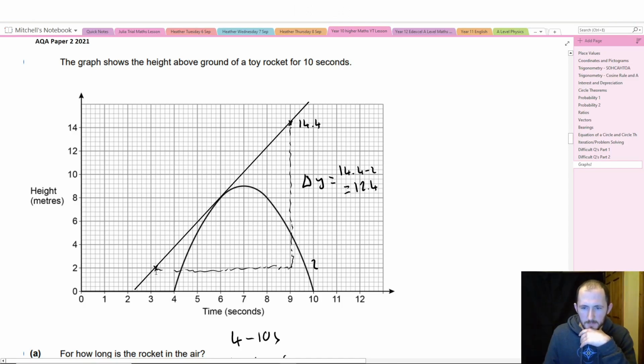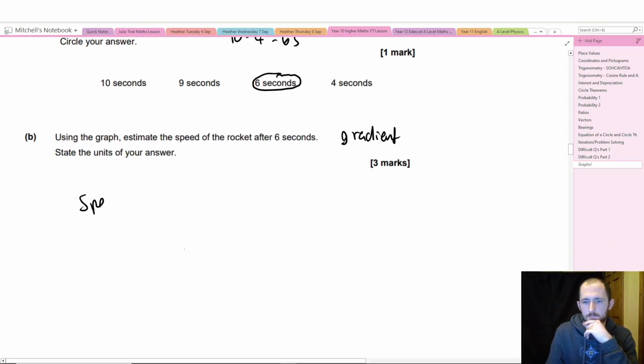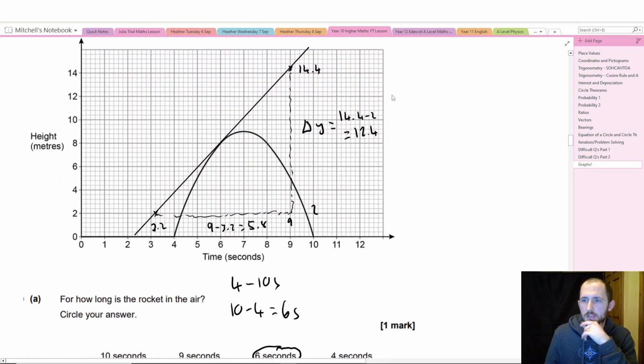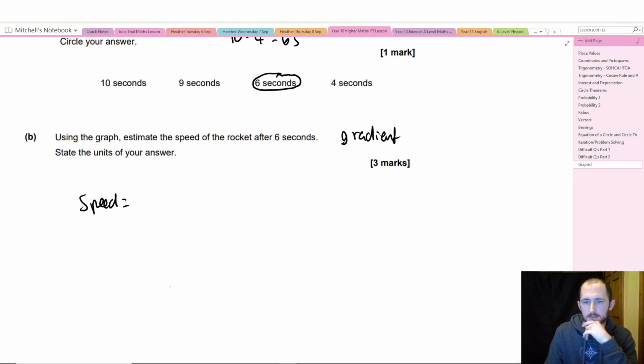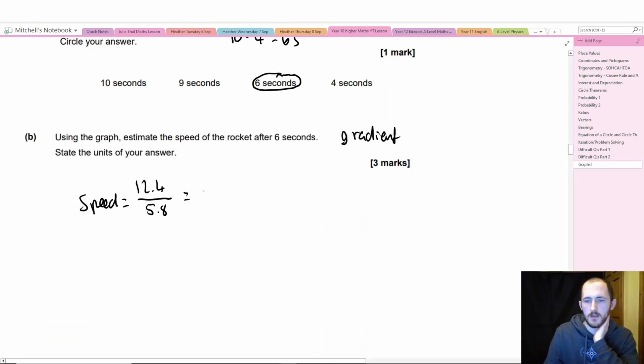This value crosses at 3.2, because again, there's 5 squares here, so that's 3.2. And this is 9. So 9 minus 3.2 is 5.8. So my value for the speed would be change in y over change in x, so 12.4 over 5.8. So 12.4 divided by 5.8 gives me 2.14, and then what would our units be?